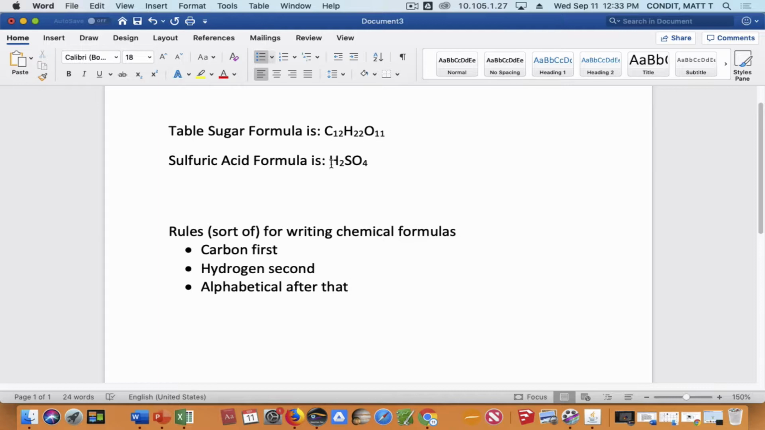Same thing down here. We want you to recognize that there is hydrogen, sulfur, and oxygen in here, and there's 2 hydrogen, 1 sulfur, and 4 oxygen, so the total number of atoms would be those added up.